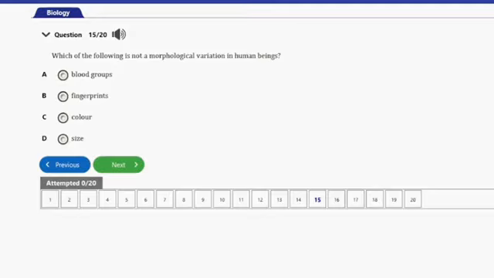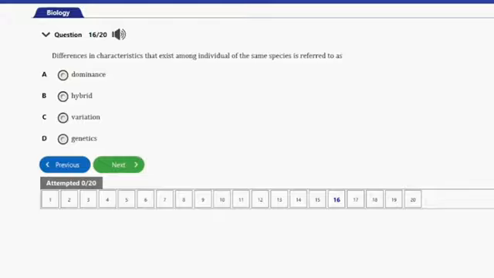So let's go ahead and consider the next question, guys. Question number 16 here, it says, differences in characteristics that exist among individuals of the same species is referred to as A. Dominance, B. Hybrid, C. Variation, D. Genetics. So guys, the answer to this question is option C, and that's variation.